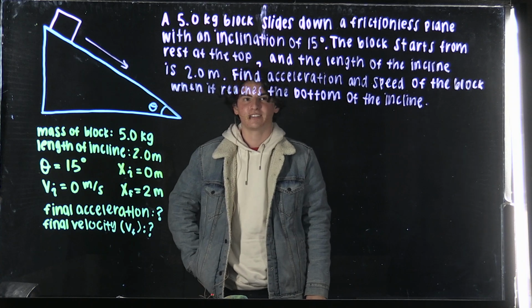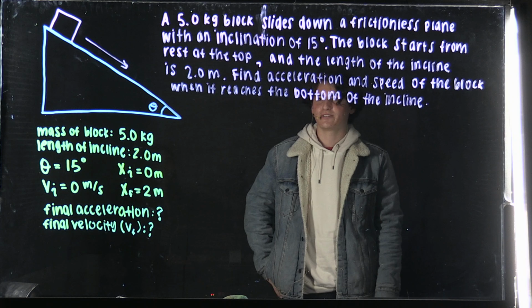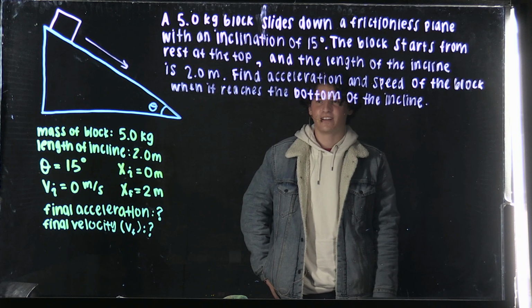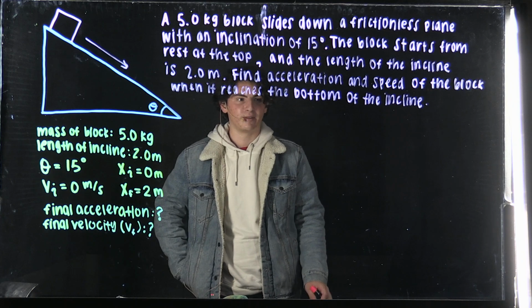A 5 kilogram block slides down a frictionless plane with an inclination of 15 degrees. The block starts from rest at the top, and the length of the incline is 2 meters. Find the acceleration and speed of the block when it reaches the bottom of the incline.